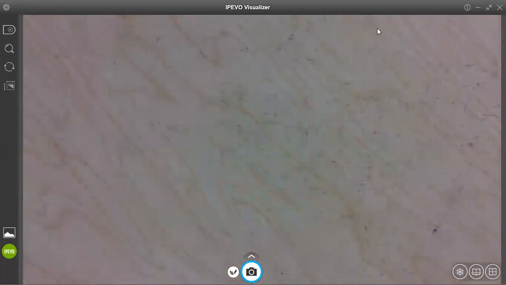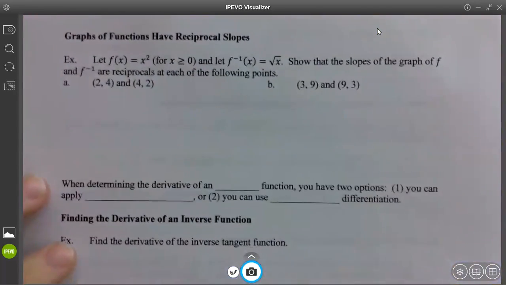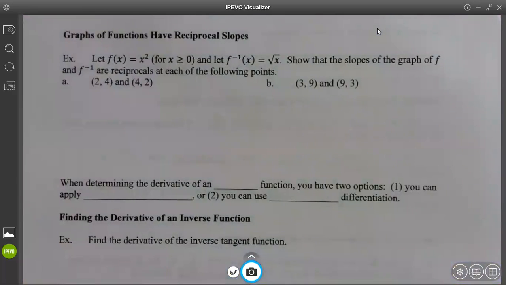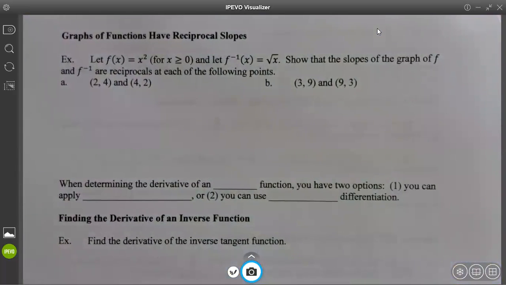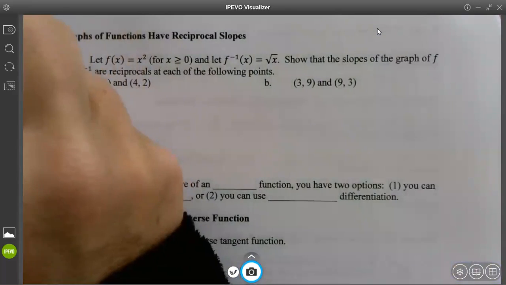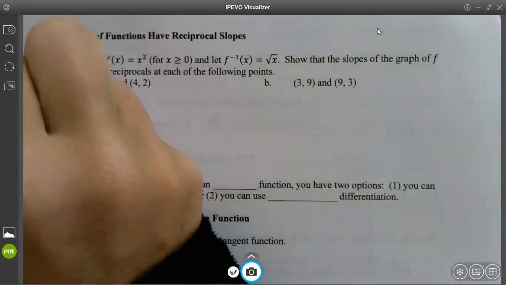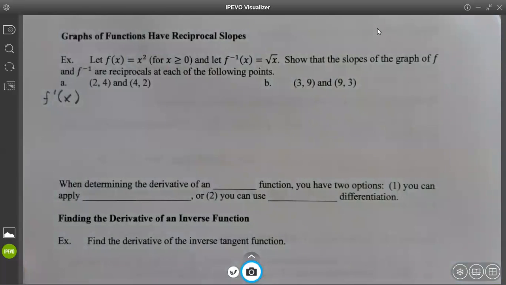Graphs of functions have reciprocal slopes. So let f of x equal x squared for every x greater than 0. Let f inverse of x equal the square root of x. Show that the slopes of the graphs of f and f inverse are reciprocals at each of the following points. Okay. So we're going to start with f prime of x because we want to find the slope of f of x, and then we want to find the slope of the inverse and see if they are reciprocals, just like the 4 and the 1/4. Okay, everybody got that? We're trying to show that.